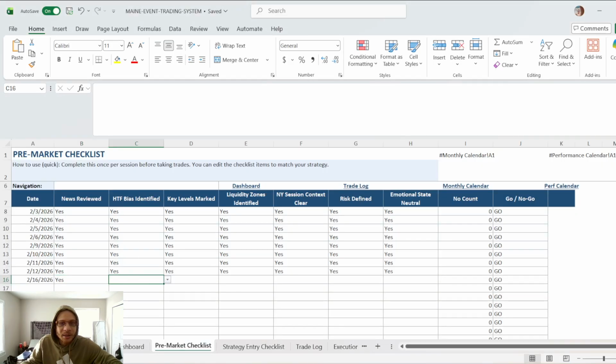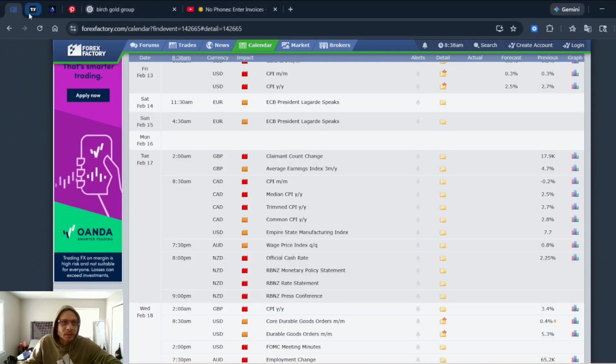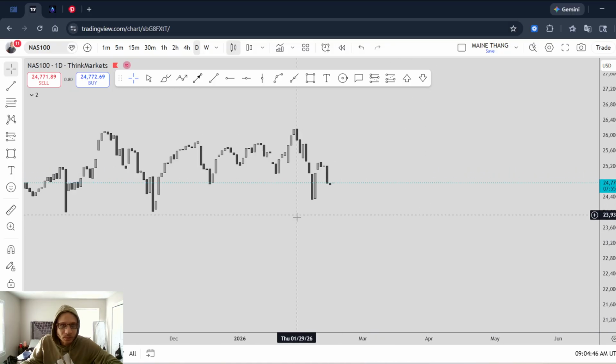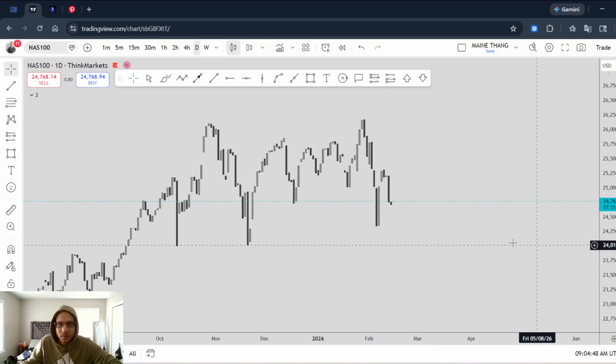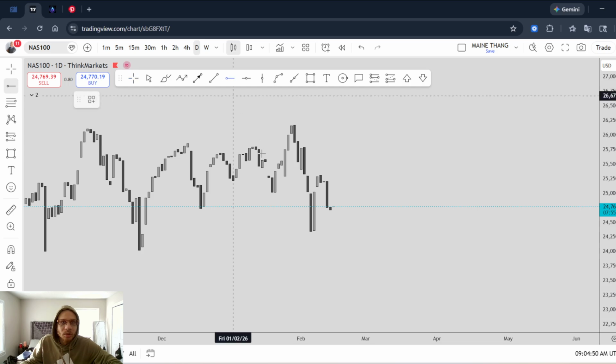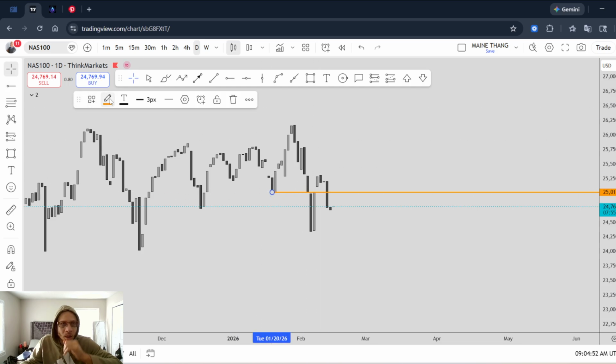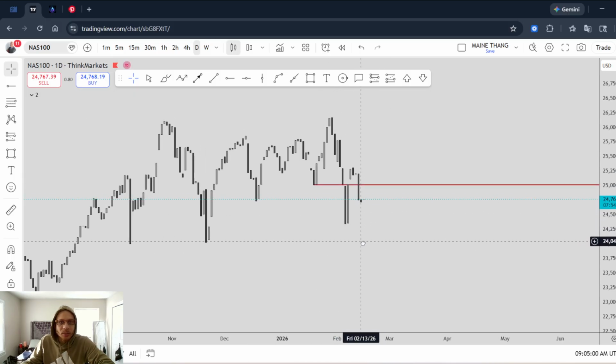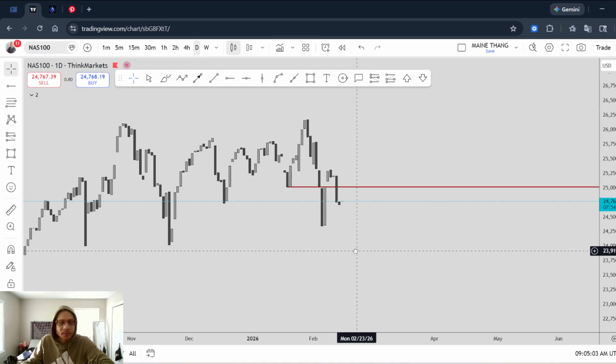Higher time frame bias identified. Let's go to that. All right, we're on the daily. We know we broke structure to the downside on the daily, so it created a lower high so far. We want to see price continue down.